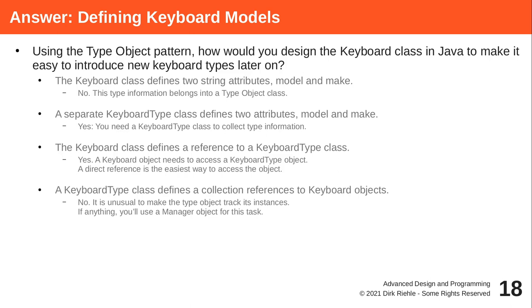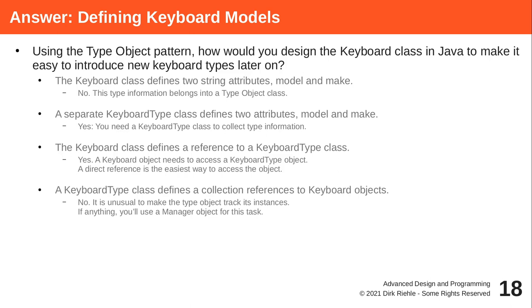And then I think that it's common practice that an instance of the keyboard class has a link back to its type object so that the instance can ask its type object, am I in good standing? Am I a valid object? So it's commonly done in such a way that the keyboard class defines an attribute that's the reference to the keyboard type class. So field, keyboard type, my type. And that's the easiest way to access the type object. You could, of course, maintain the link to the type outside of the keyboard class, maybe in some separate map, but usually you just put it right into the instance object.